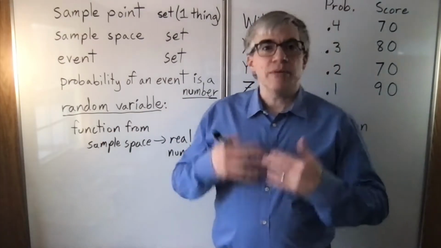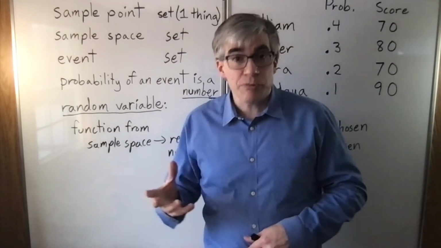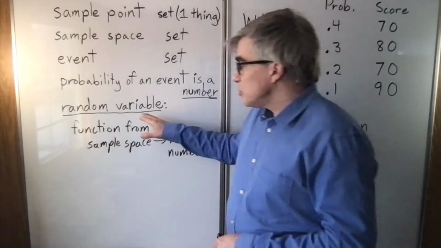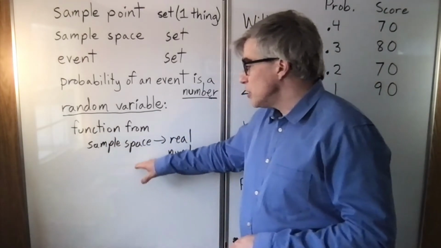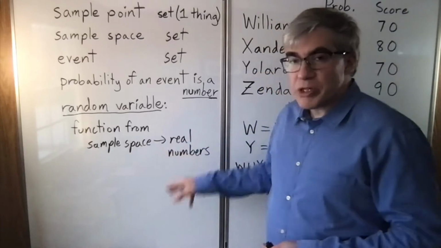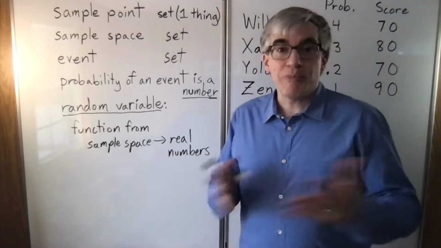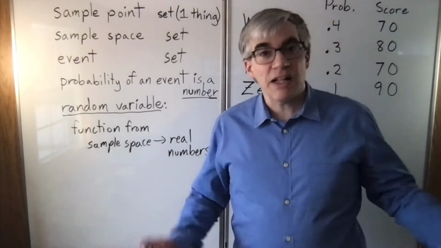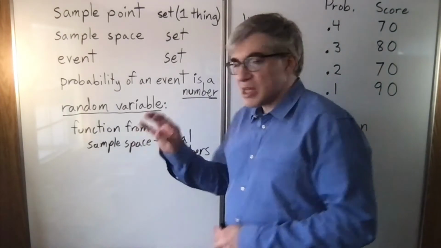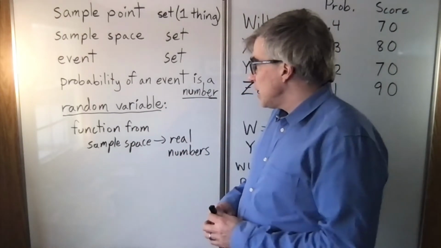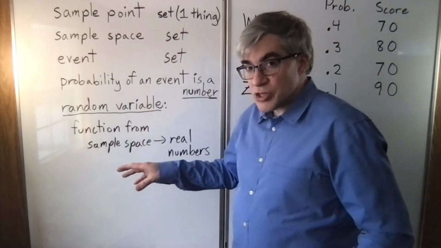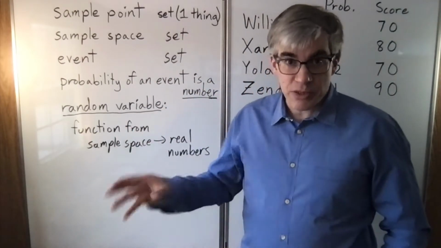But what about random variables? Well, what is a random variable? A random variable technically is a function from the sample space to the real numbers. So it's like a probability function, except it can have any value at all. So the random variable assigns values to things, and the probability function assigns probabilities to events.